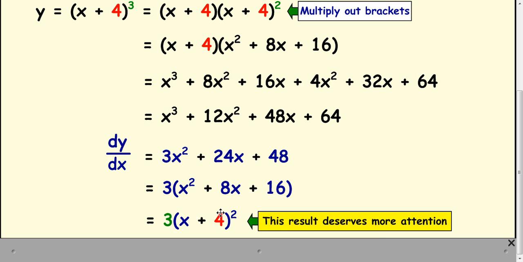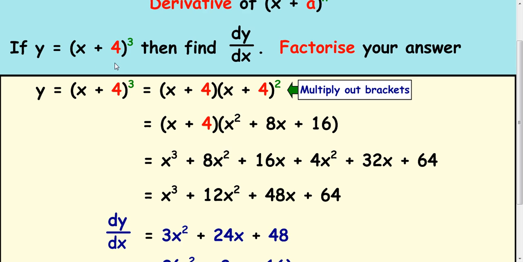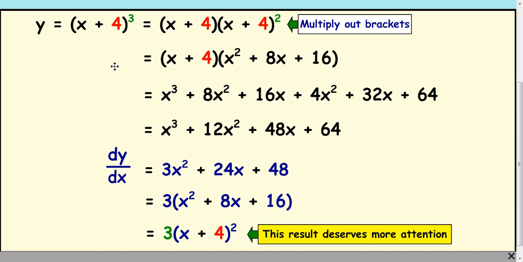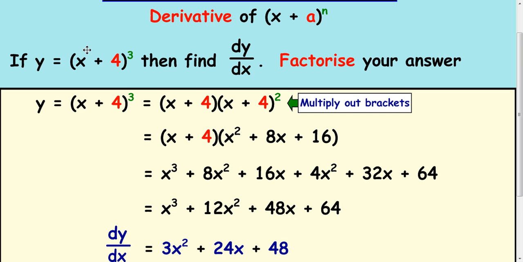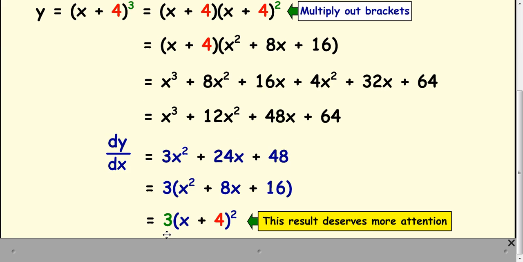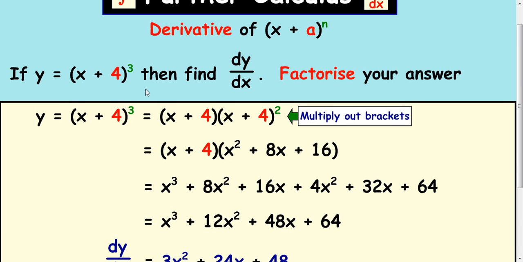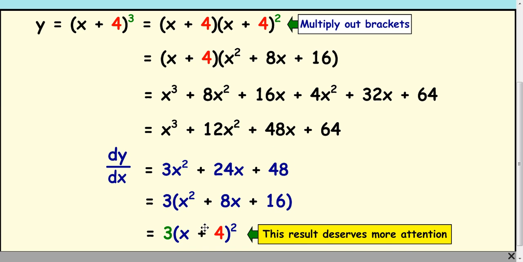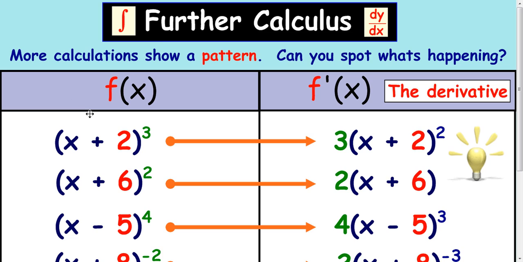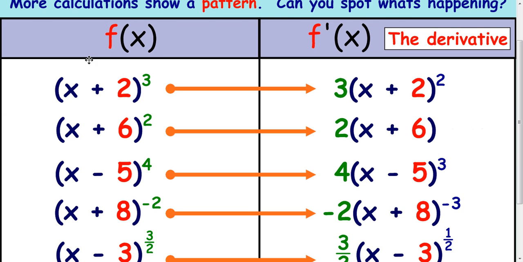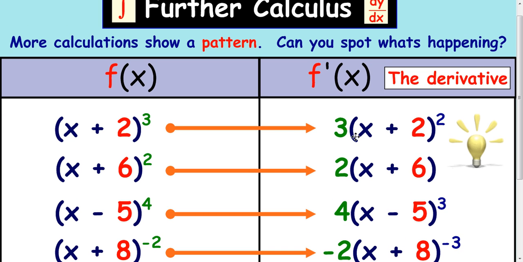Now if we look at this result, compare it to what we started with, then what's happened is the 3's moved to the front here, and then it's reduced by 1. The brackets stayed the same. Now that's exactly what's happening here, and if you look at this, a pattern starts to emerge. So if you look at all these functions and then the derivative, this one here, the 3's moved down when you differentiate and it's reduced by 1.